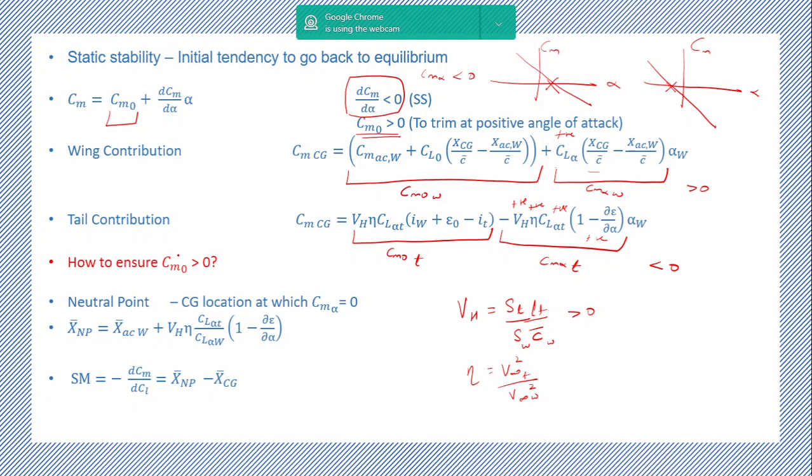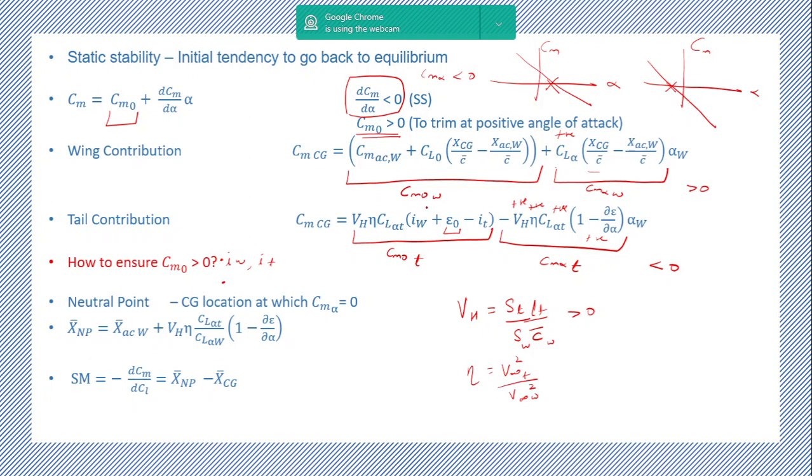Okay. So to ensure that it's positive, we require Cm naught wing or Cm naught tail, any of them, preferably both of them to be positive. So one thing we can do here is play with the tail setting angle and wing setting angle and ensure that this entire quantity is greater than 0, right? This is usually less than 1. So just play I wing and I tail, that is the wing setting angle and the tail setting angle, to ensure that this Cm naught tail is positive. That is one way.